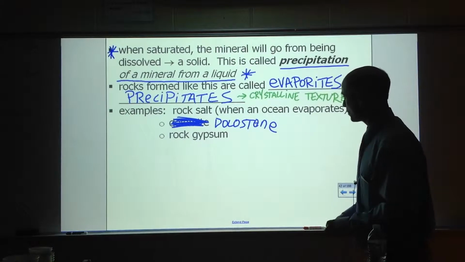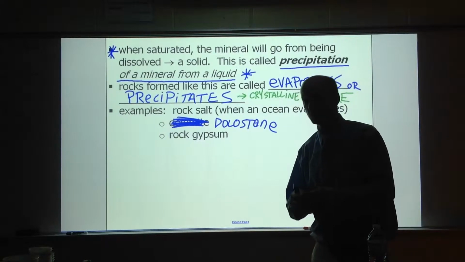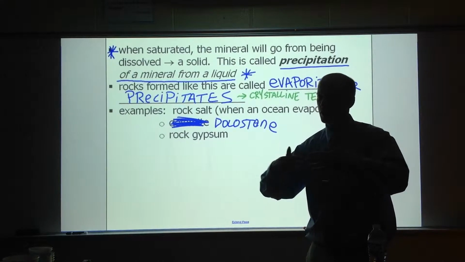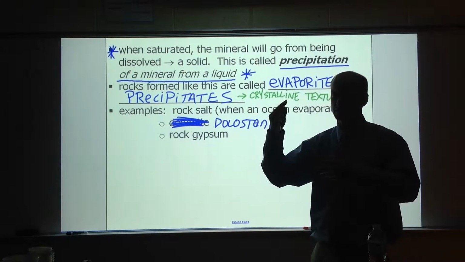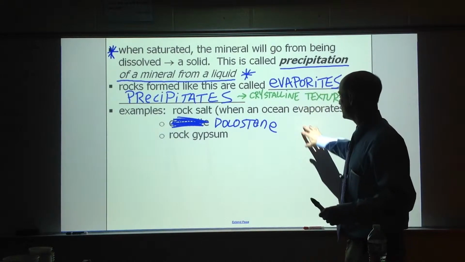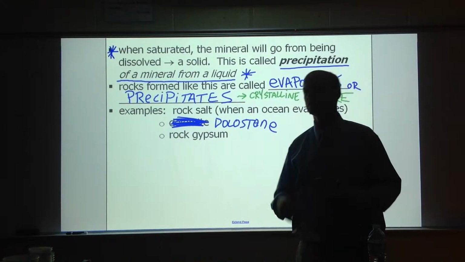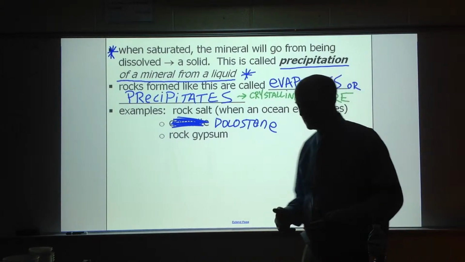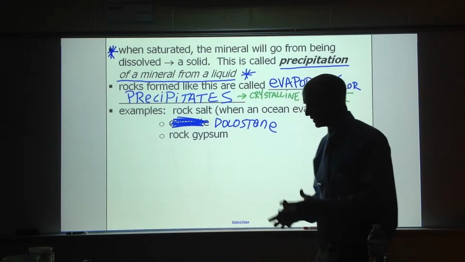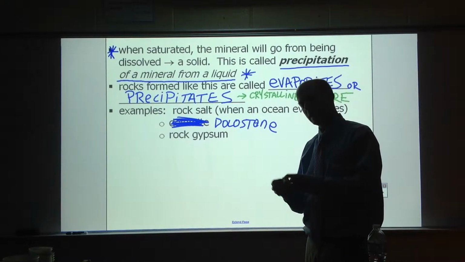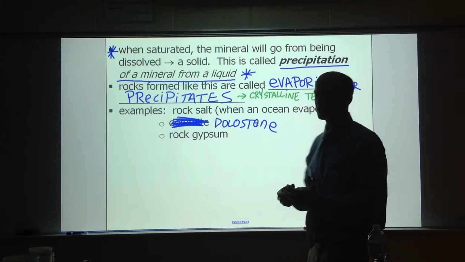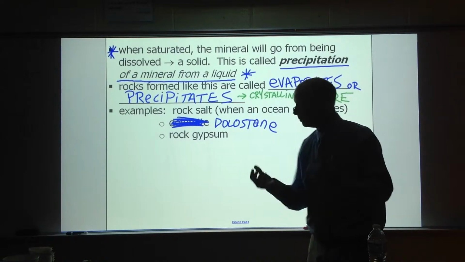Rocks that form this way are called evaporites because it usually involves having a lake or an ocean that gets cut off, and then the water evaporates away and leaves the minerals behind. So, evaporites or precipitates, and they have a crystalline texture. This can be a little confusing because igneous rocks have crystalline texture too. These minerals, when they precipitate out, form slowly and form crystals. So this can be a little challenging if you just have a piece of it.